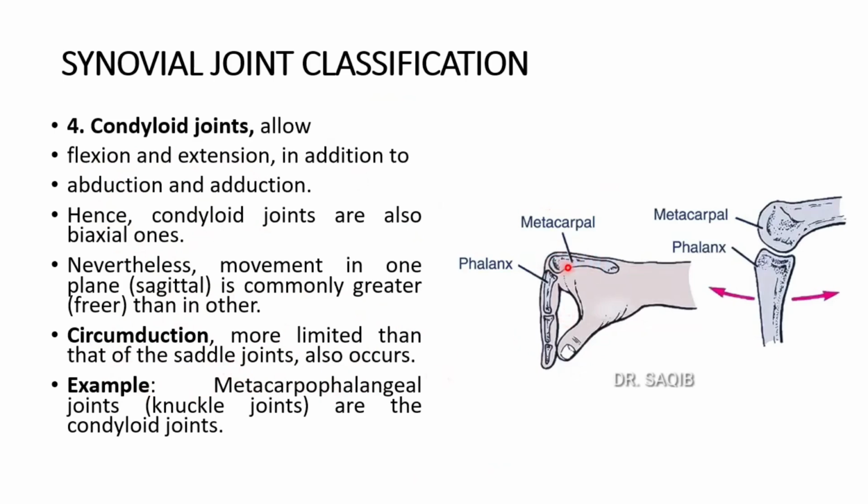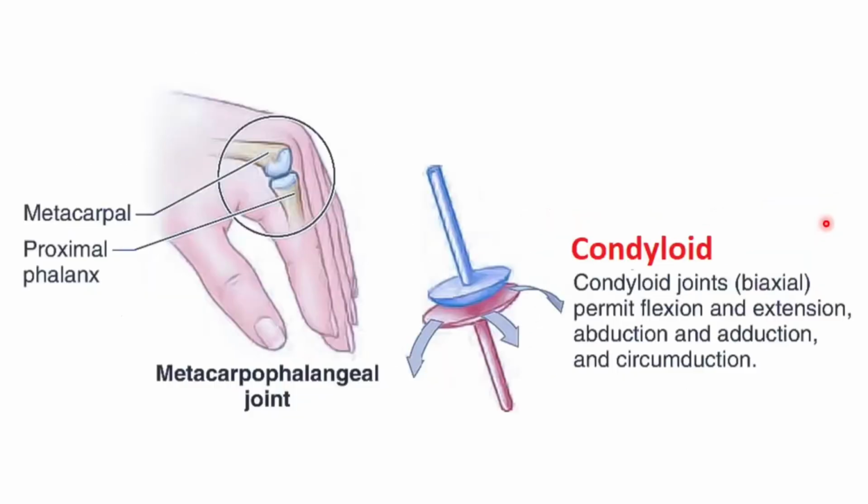You could see, this is the metacarpal, right? And this is the phalanx. So that joint, to follow the laser, is called the metacarpophalangeal joint, right? I told you already which movements occur over here: flexion and extension as well, and abduction and adduction. So this is the phalanx, and this is the metacarpal. This is the condyloid joint.